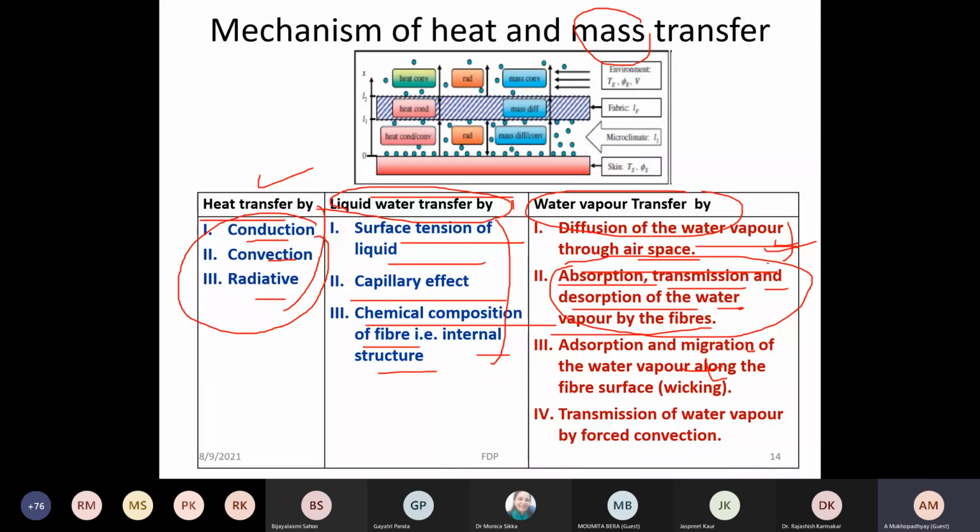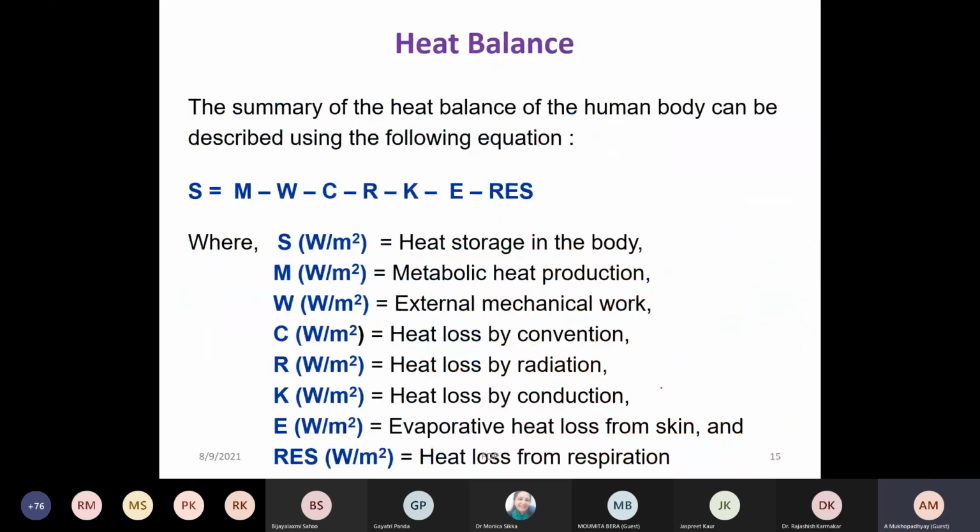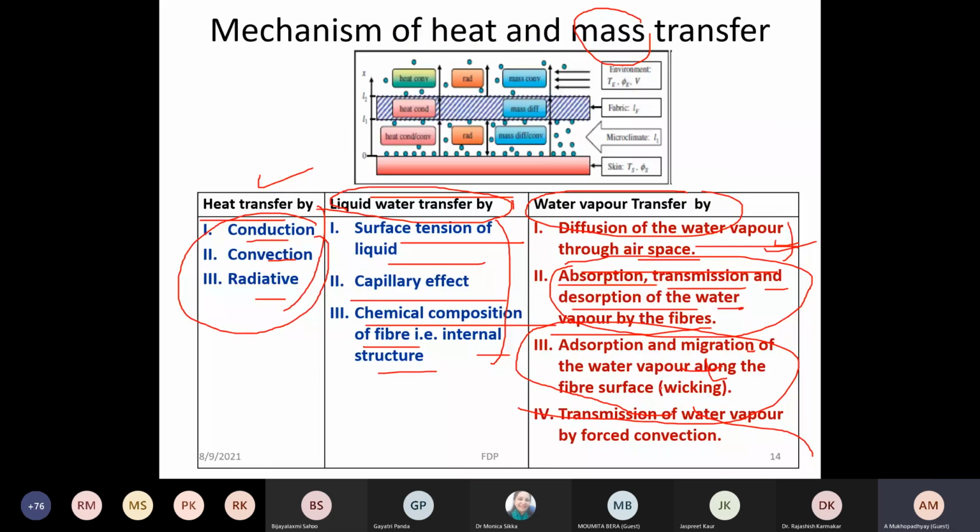This is another aspect: the absorption and migration of water vapor along the fiber surface. So this is more or less wicking behavior. And lastly, the transfer of water vapor by forced convection. Because the body parts are moving, with forced convection the transmission of water vapor is possible.